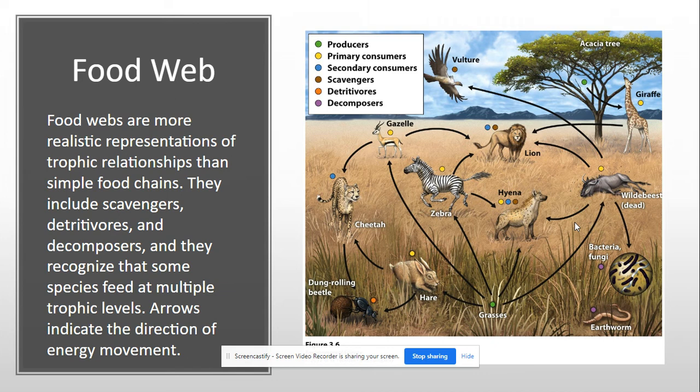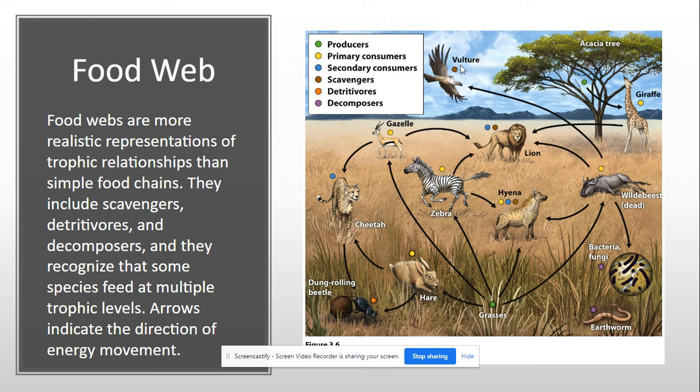Now, decomposers are usually organisms like our bacteria, fungi, earthworms. They're going to help to actually break down a lot of that organic matter. For example, like we're looking at our wildebeest is dead here. Our bacteria and fungi are going to help to break that down and return any of that matter to the earth to then be reused once again.